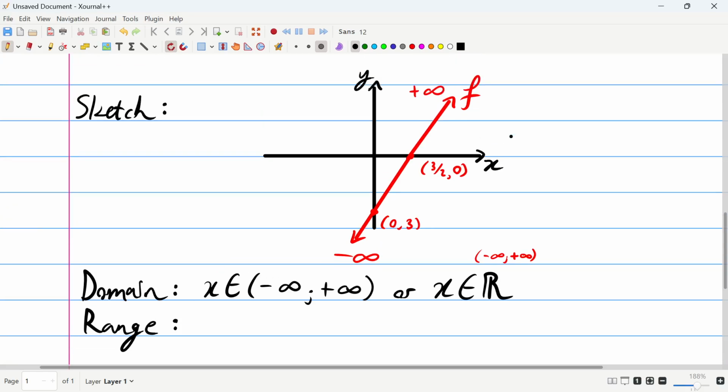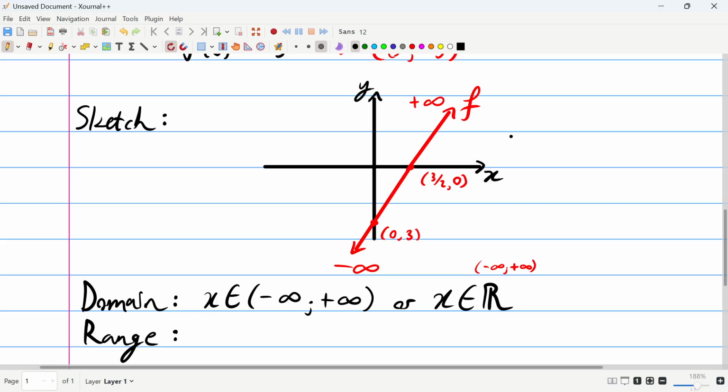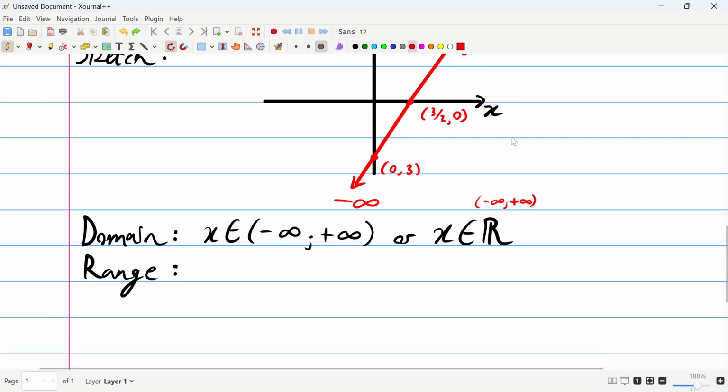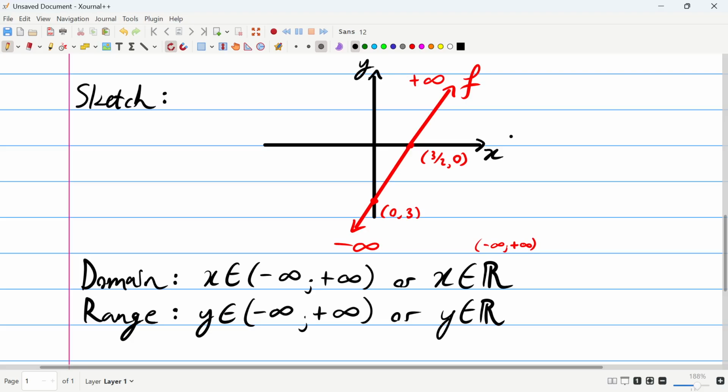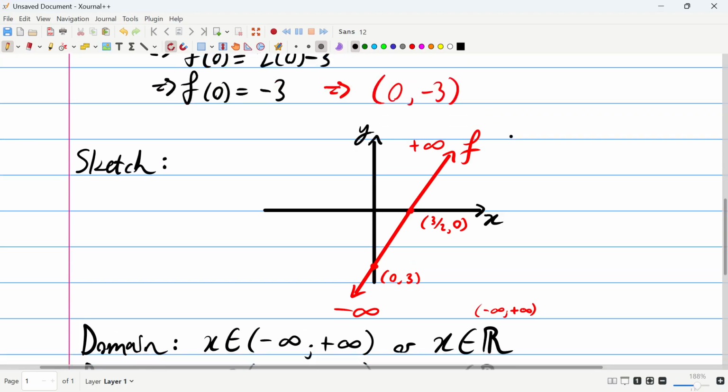In terms of range, notice that is just going to be the vertical relation, meaning we notice it does travel all the way from -infinity and goes up all the way to positive infinity. So it's exactly the same. However, instead of x, it's going to be y. So y is the element of the range from -infinity to positive infinity, or you could say, not x, y is the element of real numbers. Okay, so that is the whole idea of domain and range. So that is also how you sketch that function.